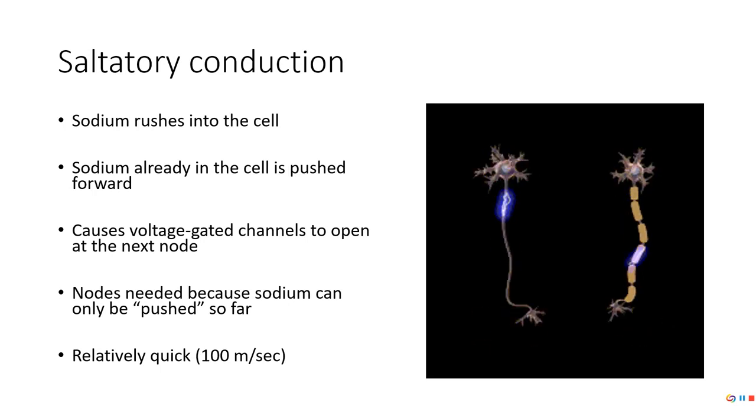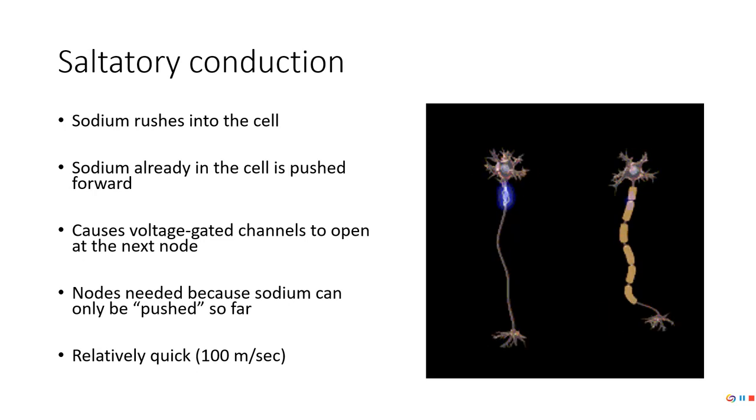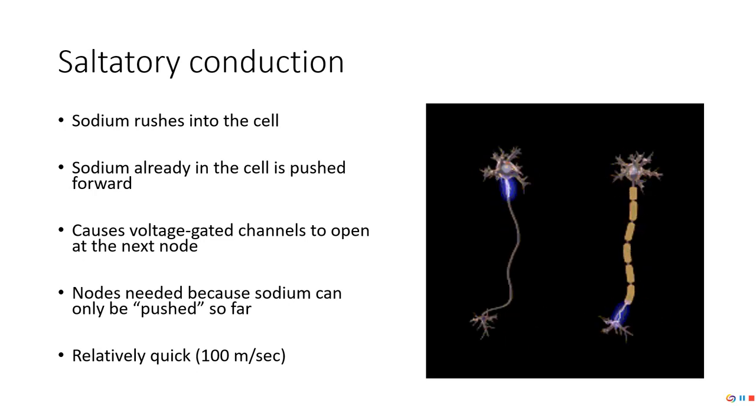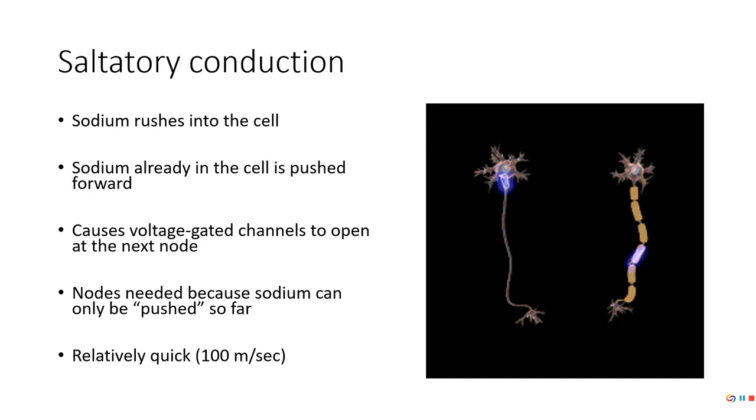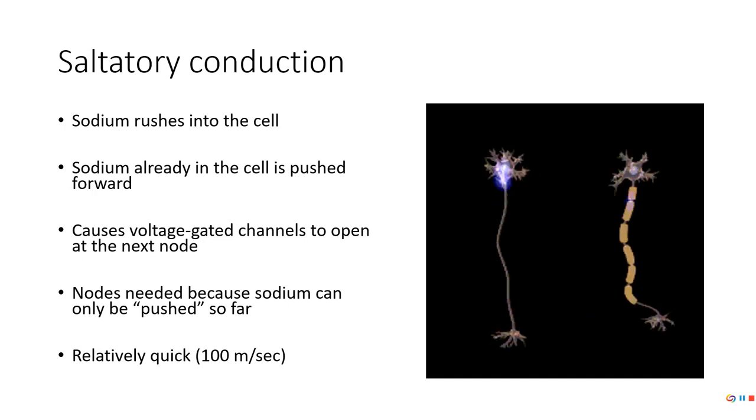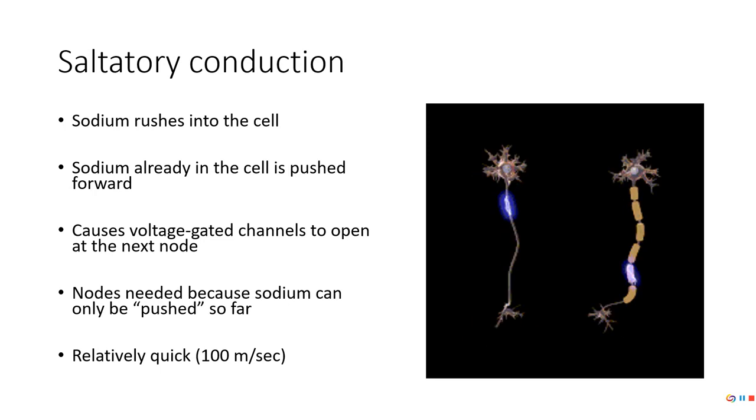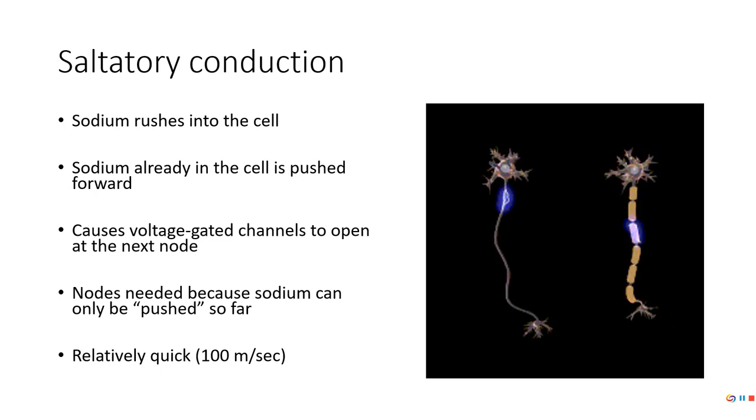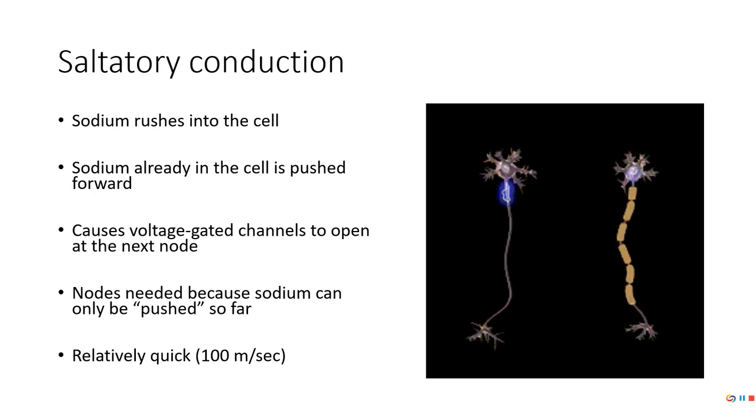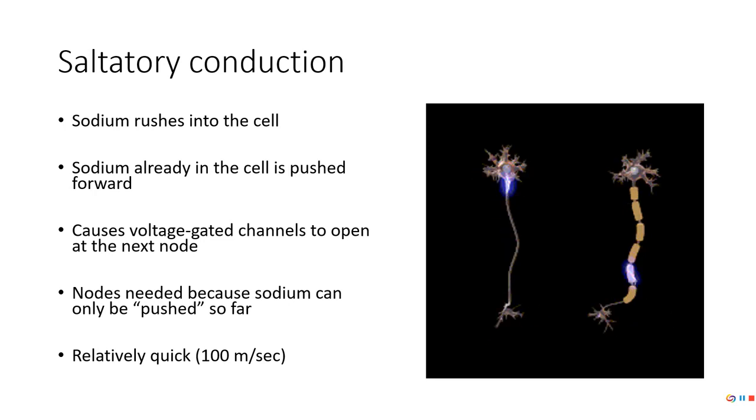While it would be a ridiculously fast process if the entire neuron was myelinated, the nodes are needed because the sodium entering the cell can only generate so much energy to move sodium down the axon inside the cell. This is why the nodes exist. This essentially allows for additional pushes, and I'll demonstrate this in class.